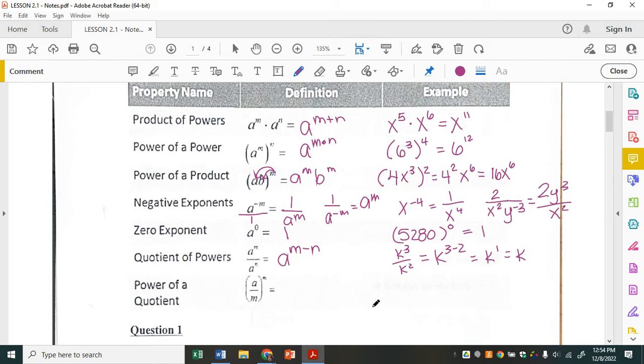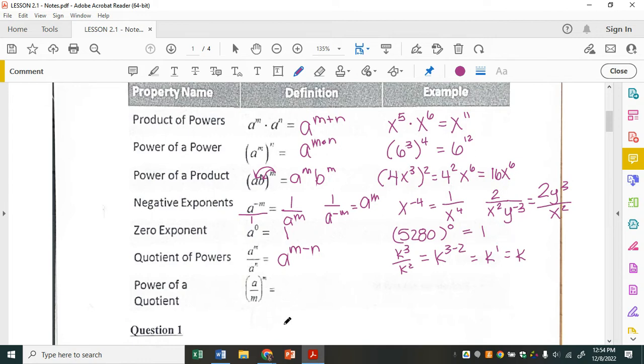Can you leave the 1 there if you really wanted to? Where? Right here? Yeah, you can keep that there if you need it to remind yourself.